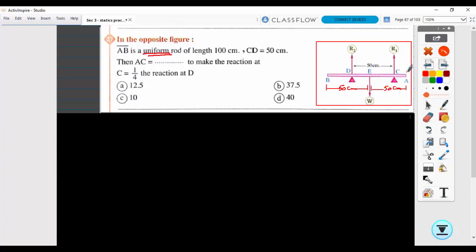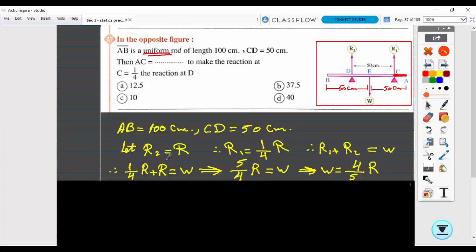Then AC. The question here is about the length of AC, to make the reaction at C equal 1/4 the reaction at D. The required here is to find the length of AC on condition that the reaction at C equals 1/4 the reaction at D. So let R2 equal R. R2 is the reaction at D, which is very important. I'll consider it equals R.